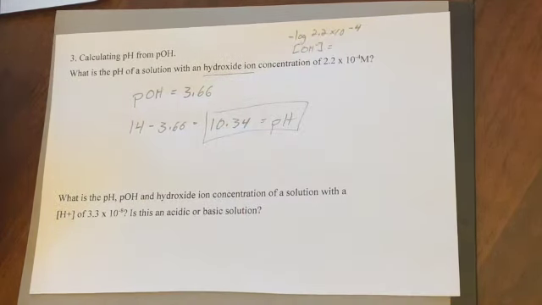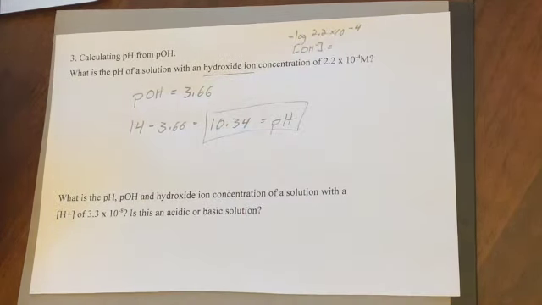Finally, we're going to do one that has everything. So what is the pH, pOH, and hydroxide ion concentration of a solution with a hydrogen ion concentration of 3.3 times 10 to the negative 8th? Is this an acidic or a basic solution? So again, this is really going to be all calculator work. It really depends on how you want to do it as far as the order.